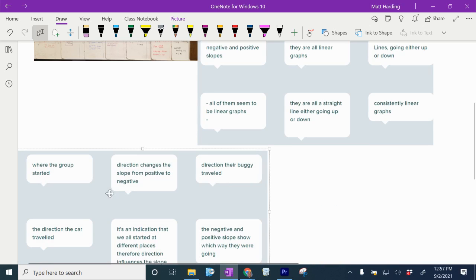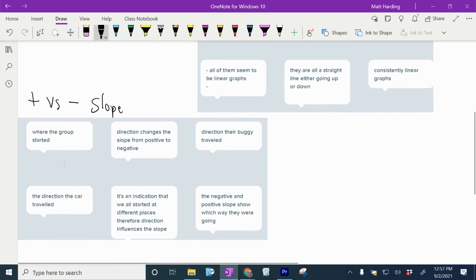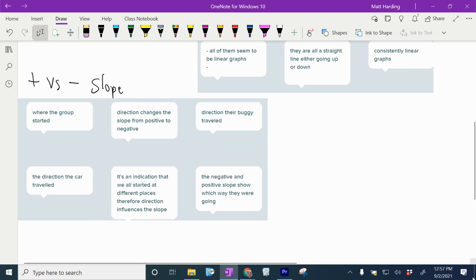Okay, so here we're talking about positive versus negative slope. And some folks are saying that has to do with where the group started. Okay, an indication we all started from different places. Other people are saying it has to do with the direction the buggy travels. So can you run that by your neighbor really quick? Is the positive or negative slope telling you about where you started or direction of motion? And if it's not telling you the other one, what tells you about the other one?